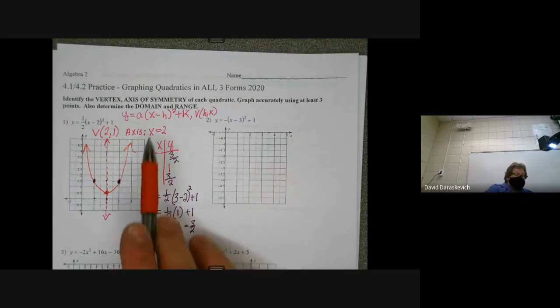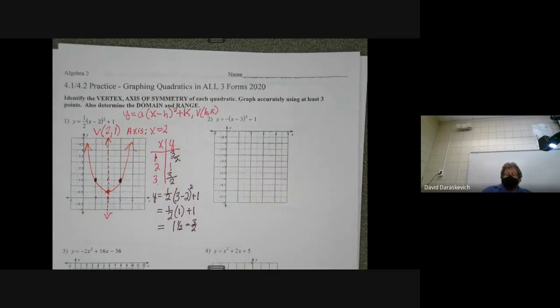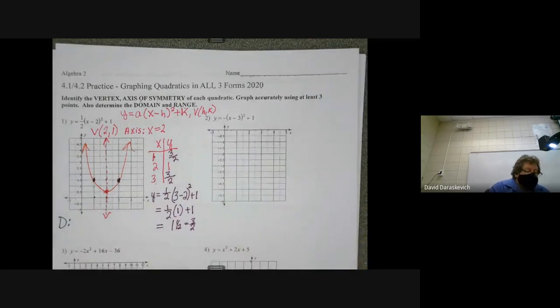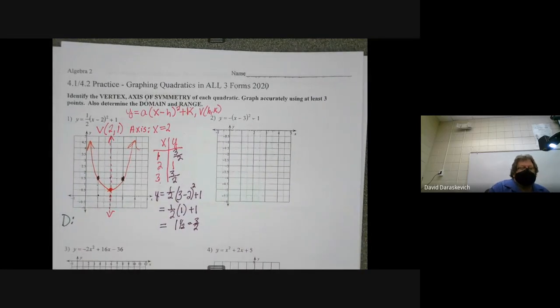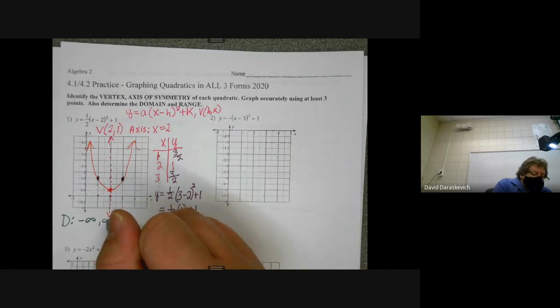Oh, it also says we got to do domain and range. Domain is easy because the domain for parabolas in this class is going to be what? What do you think? It's going to be negative infinity to positive infinity.